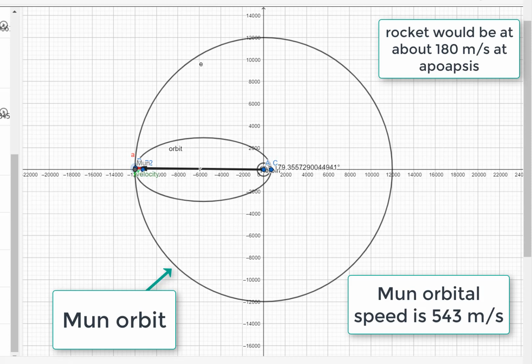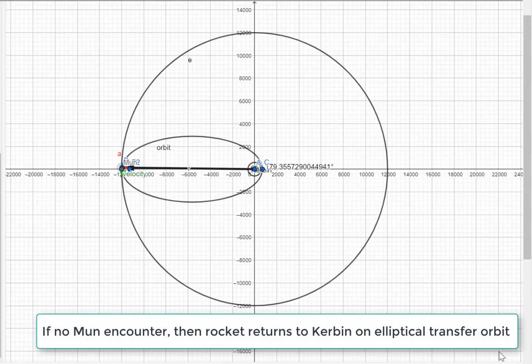But since we're traveling much slower, 180 meters per second, much slower than the required speed to maintain a circular orbit at that particular altitude, the gravity of Kerbin will just pull us back on the elliptical transfer orbit toward Kerbin. So instead, if we time the intercept correctly and reach the Mun's sphere of influence, at that point we'll attempt another maneuver to enter into an orbit around the Mun.